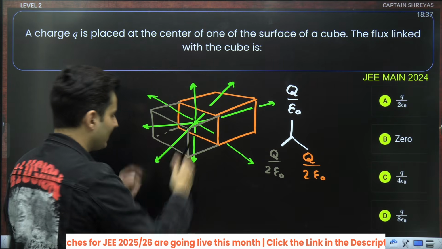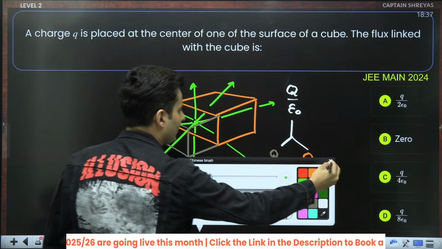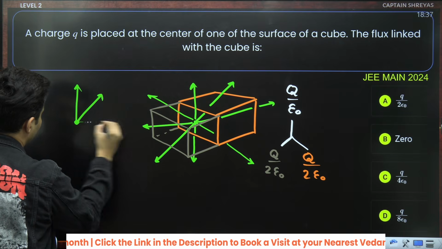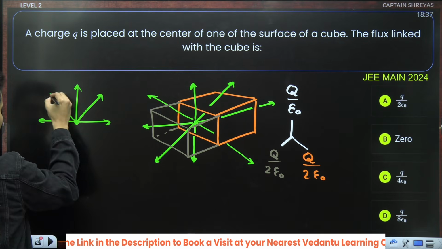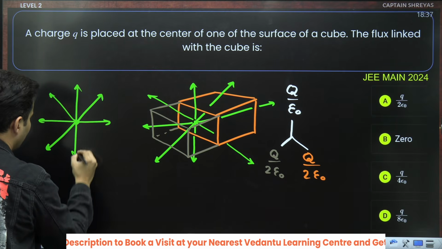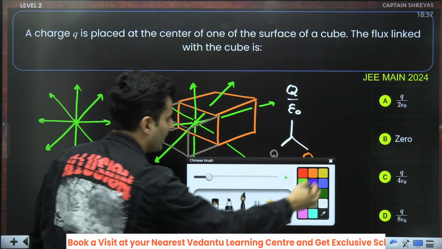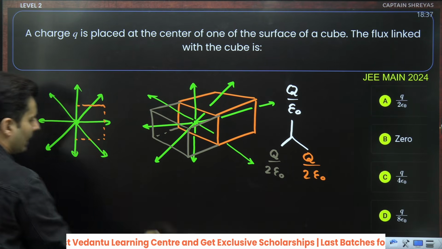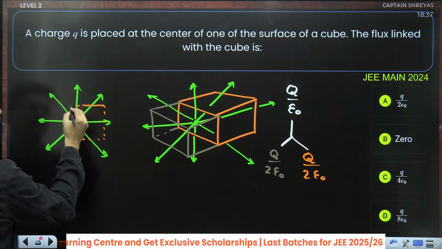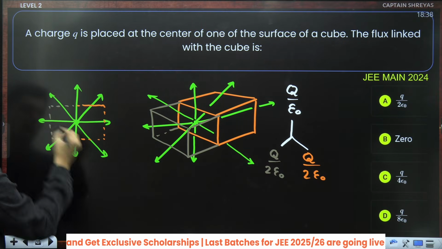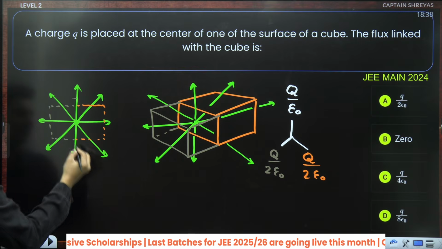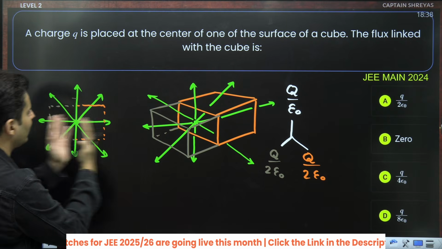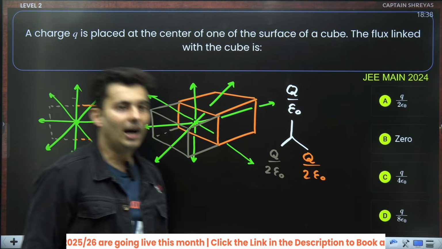If you look at it sideways, it is clearly seen. Your charge is over here. The electric field lines are probably something like this, and our actual cube is somewhere here, and our imaginary cube is exactly over here. Together, it's a completely closed surface. Total flux would have been Q by epsilon naught. Half the flux is going here, half the flux is going through the other cube.